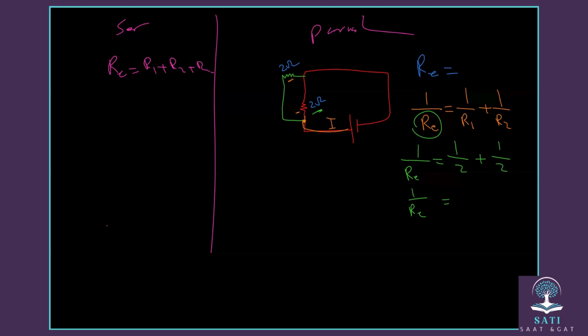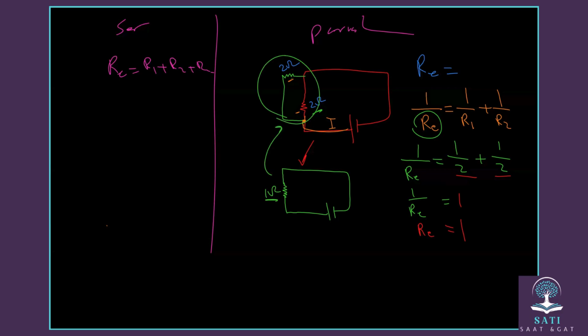Now, it's going to be 1 over R E equals 1 over 2 plus 1 over 2, which is half plus half. Half plus half will give us 1. So 1 over the equivalent resistance equals 1. Flip them upside down, so the equivalent resistance equals 1. Now you can redraw this circuit with just one resistance, and you write it 1 ohm.